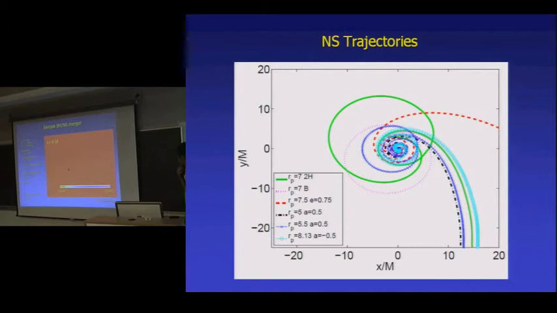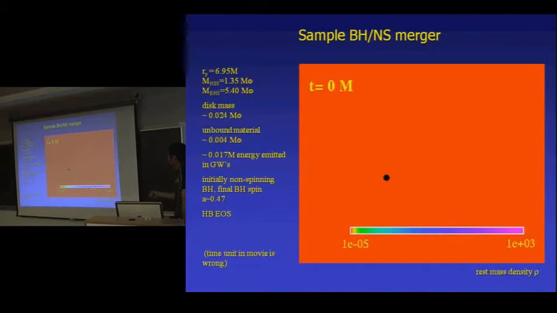Here's an animation of one example. I'm showing you the rest mass density. This is a logarithmic color scale. This is the orbital plane. There's a black hole. I think the neutron star is coming from this side. As with all of these high resolution shock capturing methods, we have an atmosphere, and so you'll see some atmosphere effects at a very low density range.